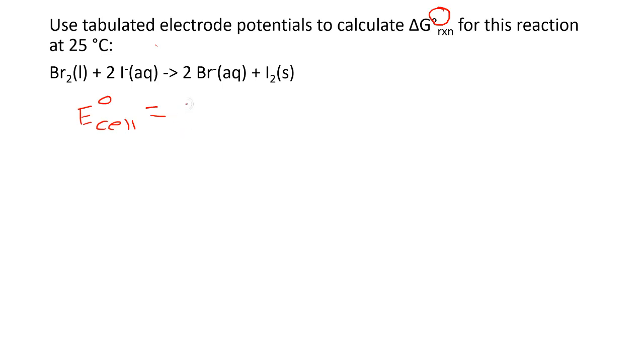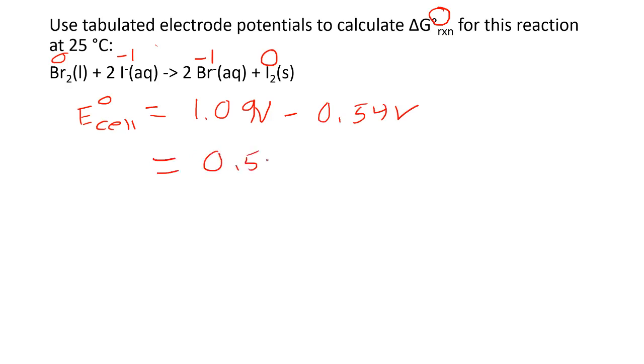When we look up our E cell, bromine is going from 0 to -1, and the iodide ion is going from -1 to 0. That means our bromine is what's gaining electrons, and our iodine is what's losing electrons. When I look up my cell potentials, for my cathode I get 1.09 volts, and for my anode I get 0.54 volts. We're going to combine these, and we get an E cell standard of 0.55 volts.